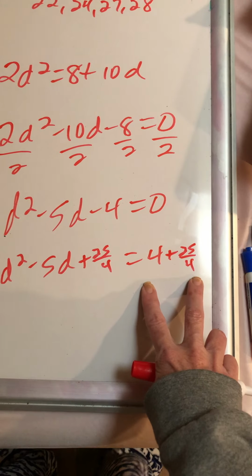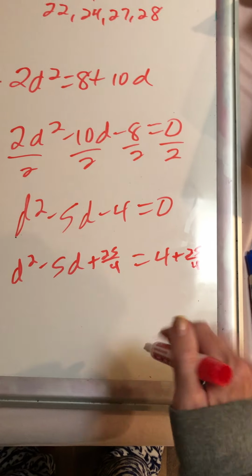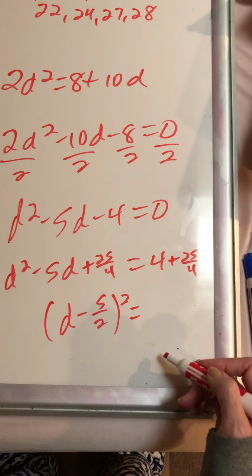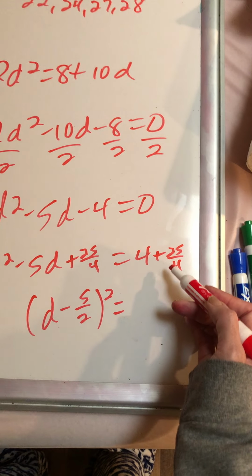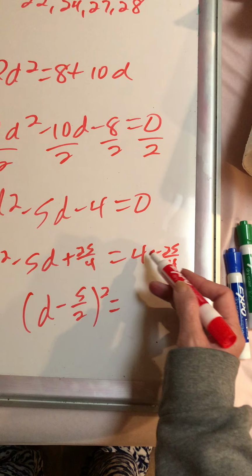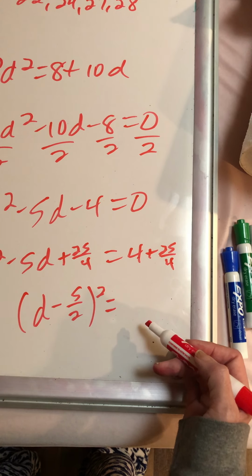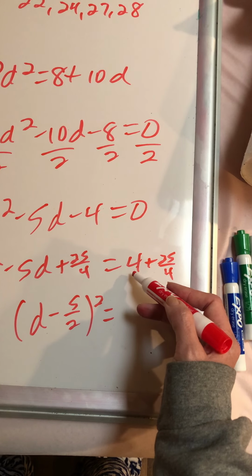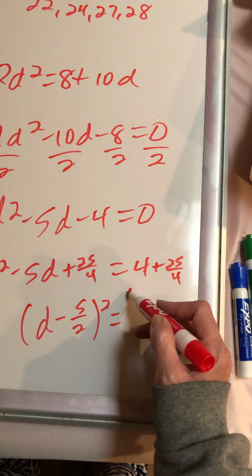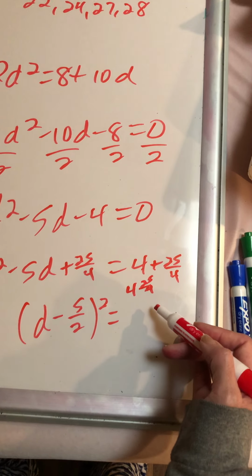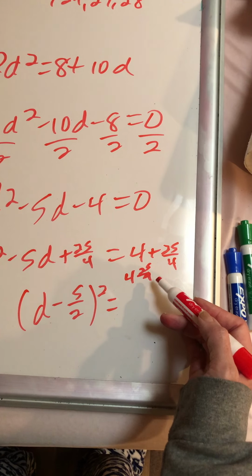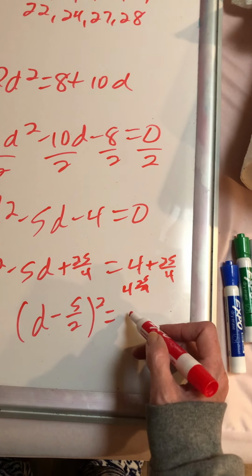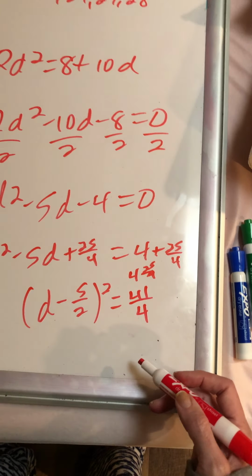We add it to both sides. You got to make sure you add it to both sides. So then this side would be d minus 5 over 2 all squared. Then here, the easiest way to do this is to do 4 times 4 plus 25, because you got to find a common denominator, which means you're doing 4 times 4 anyway. Or you could have 4 and 25 over 4 as a mixed number, which is not correct, so you'd have to fix it. So 4 times 4 is 16, plus 25 is 41. So this would be 41 over 4.